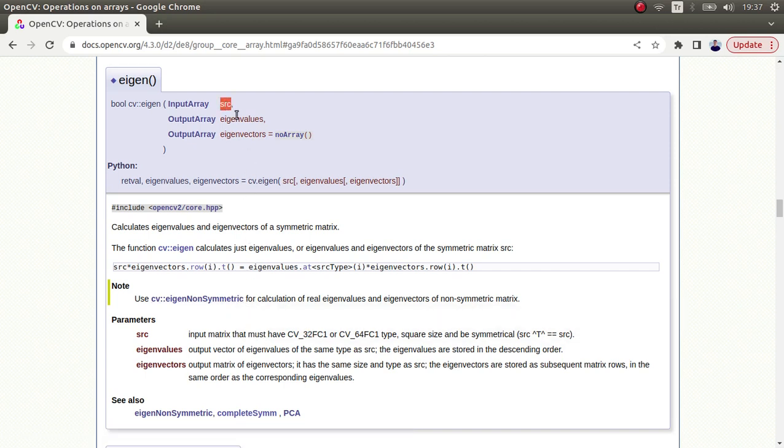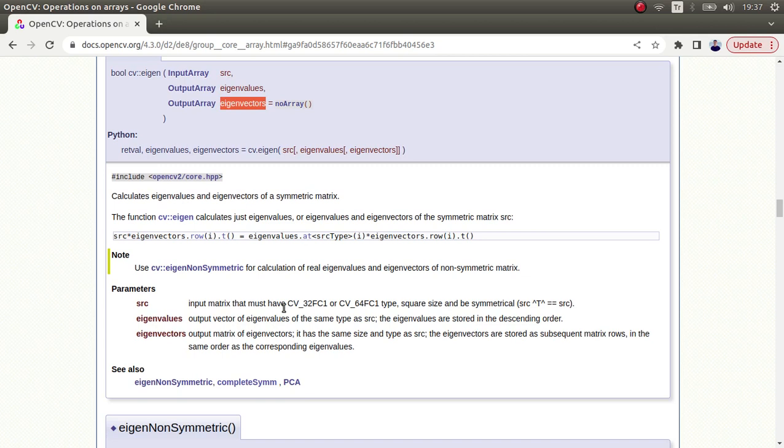The input parameters are easy. You just need to give an input array, an input image, and it's going to give you the corresponding eigenvalues and eigenvectors in the output. Another thing to consider is the input image type. It needs to be float type, 32-bit or 64-bit. Also, it needs to be a one-channel image. The most important one: the image should be square in size. It cannot be other sizes because it's going to give you an error.